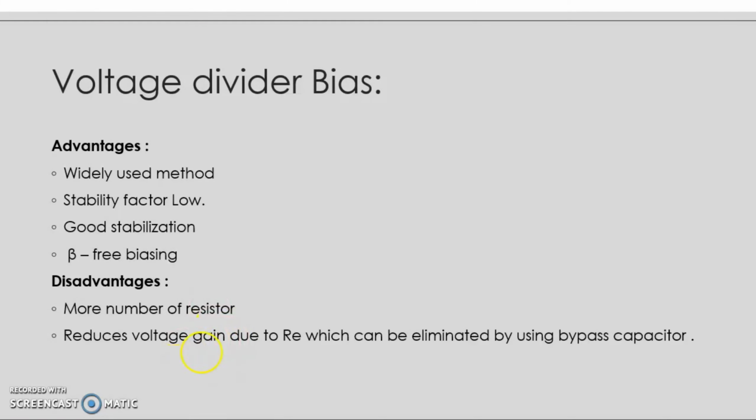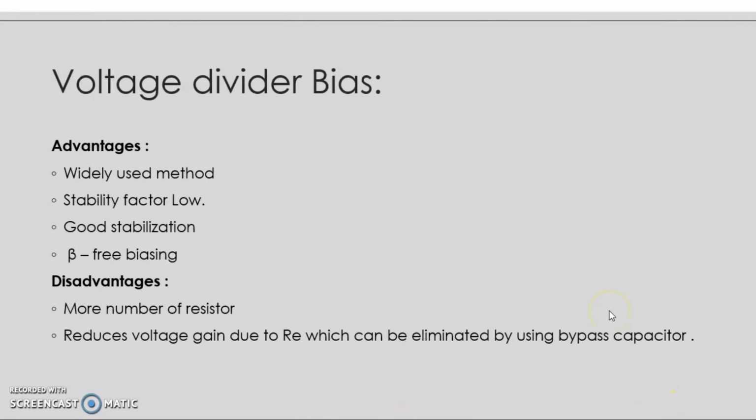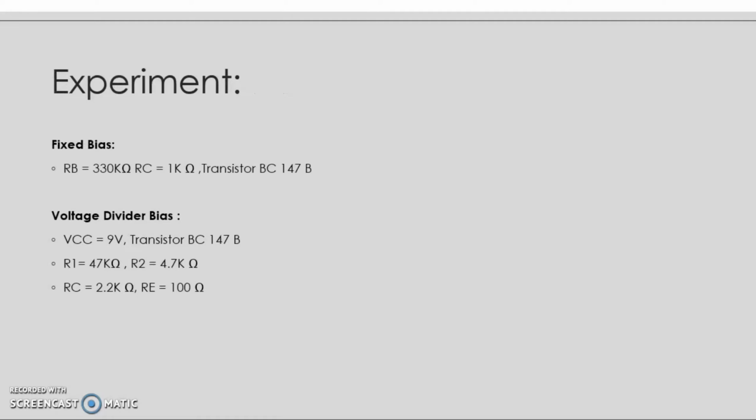Due to RE, voltage gain reduces, as negative feedback is used. So it reduces voltage gain, but this problem can be avoided by using a CE capacitor across this RE. So this is a small introduction about fixed bias and voltage divider bias.